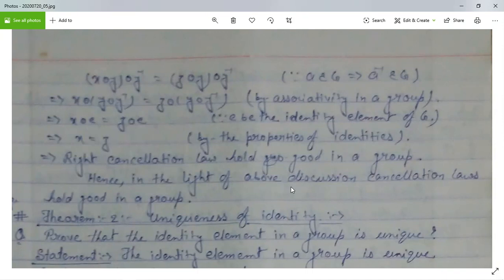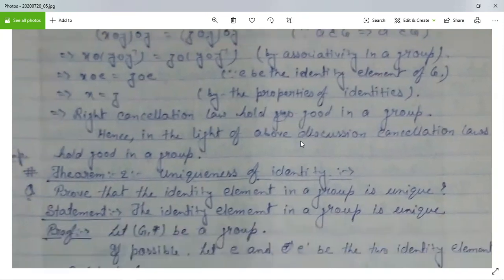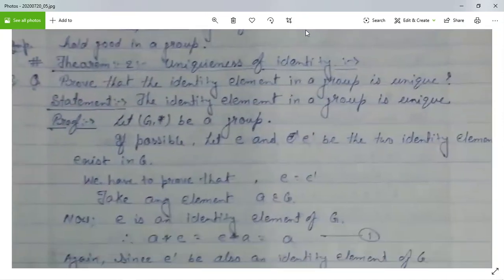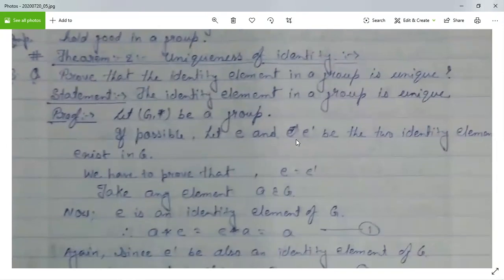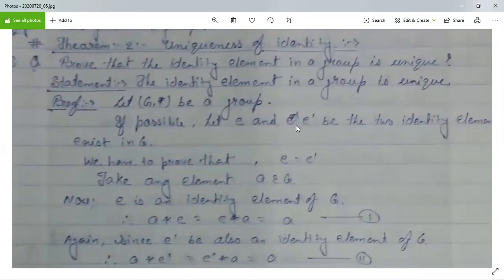Now, the next theorem is the uniqueness of the identity element. If we look at the previous properties of the group, there is the existence of the identity element, but the identity element must be unique in any group. This is called the second theorem, and the title of the theorem is uniqueness of identity.